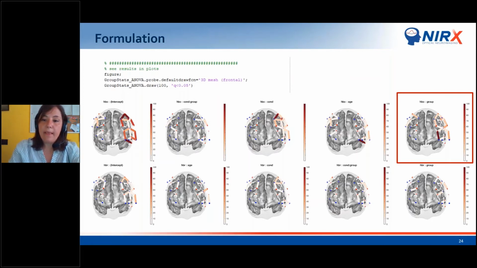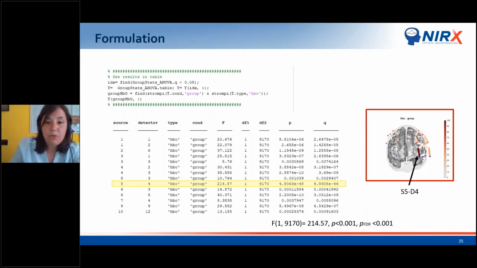So for our demonstration, I chose to focus on the effect of group. You can see here in this HBO by group plot that there is a very strong effect of group on the left hemisphere that we want to follow up. So I'm going to check the lookup table, and I saw that it's source 5, detector 4.